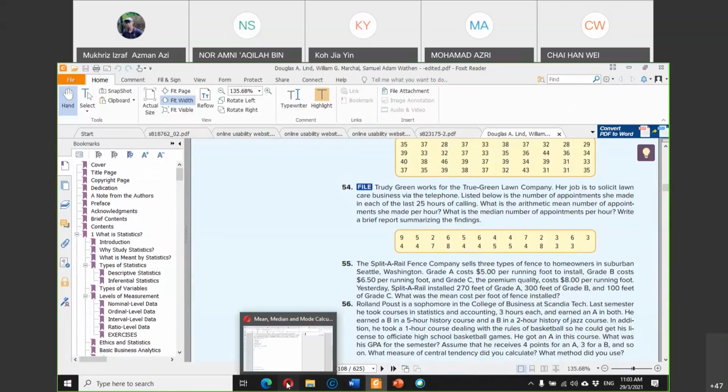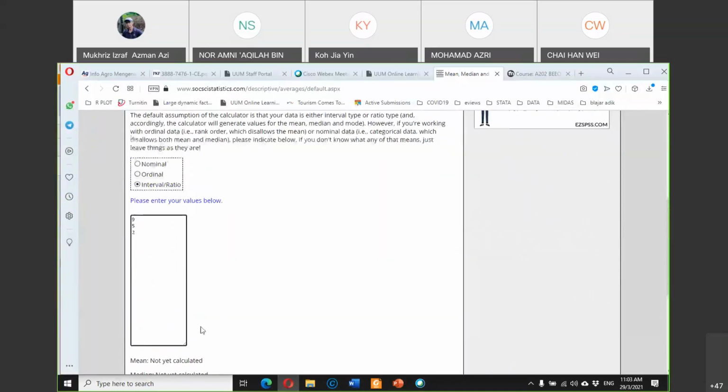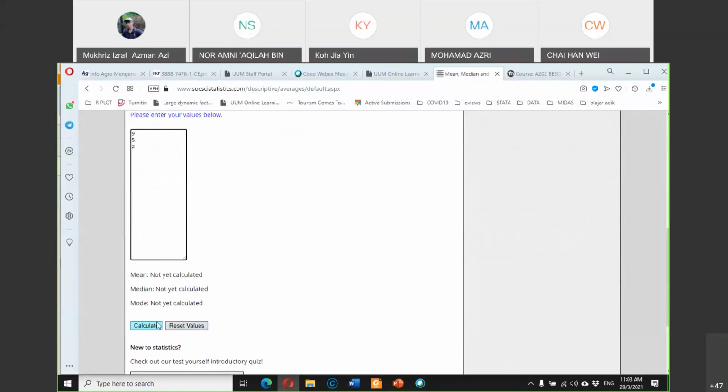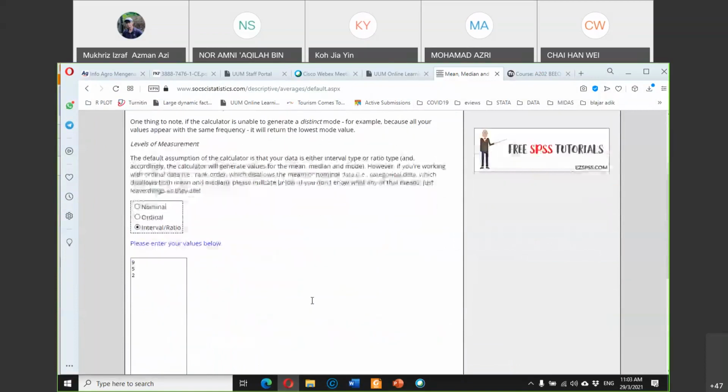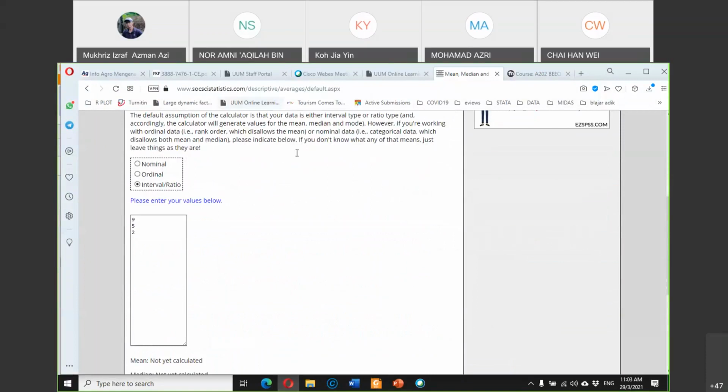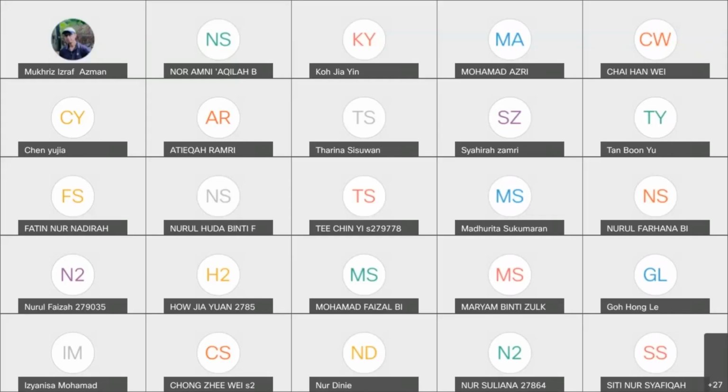Once you finish keying in, just click on calculate. All three numbers should appear. What is the mean? What is the median? What is the mode? So do that. I will leave it to you. I will ask anyone at random based on the attendance. I will give you 5 minutes to do it.